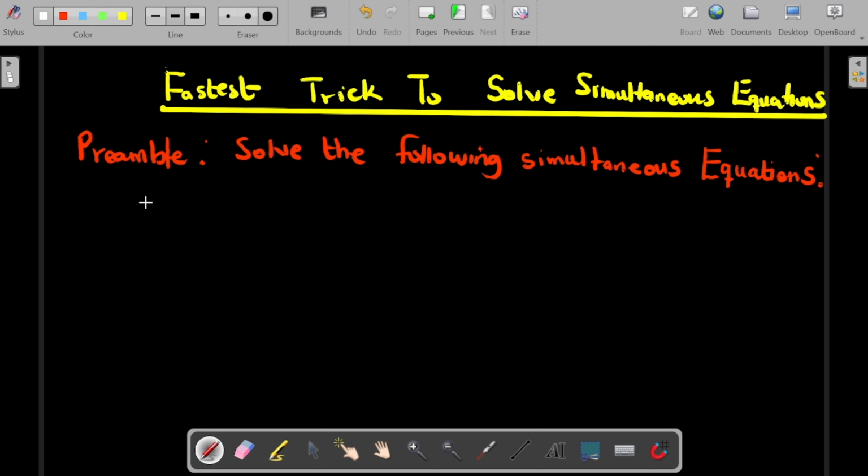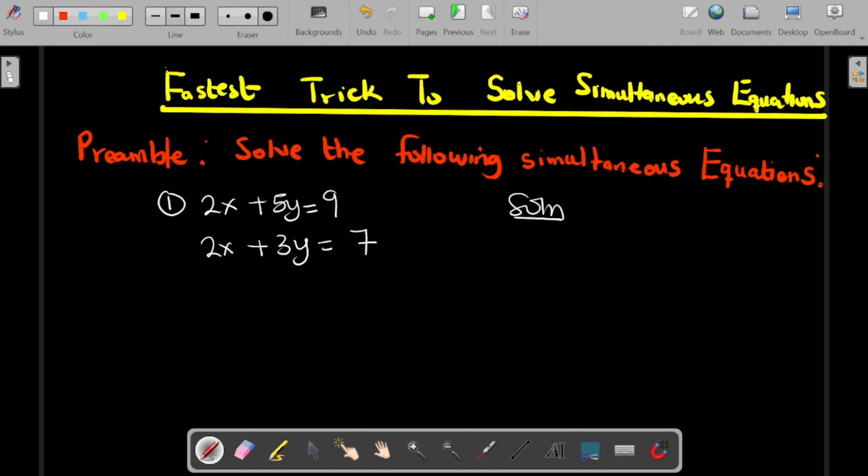In this video, we are going to look at the fastest trick to solve simultaneous equations. Our preamble says we should solve the following simultaneous equations. So our first equation will be 2x plus 5y is equal to 9 and 2x plus 3y is equal to 7. To solve these two simultaneous equations, we can label our equations as equation 1 and equation 2.